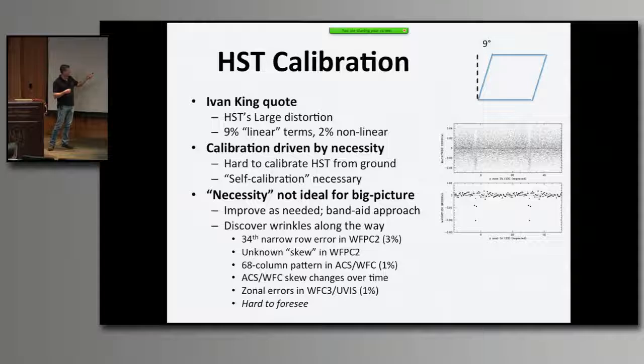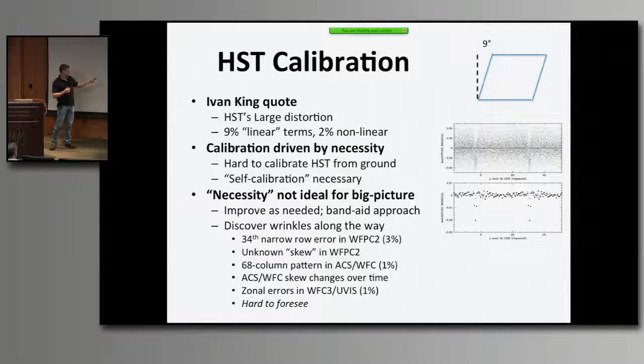And so the problem is that the calibration for HST has been driven by necessity, but necessity doesn't really allow you to do big picture things. Turns out that a lot of the distortion solutions with HST have been just improvements as needed and band-aids put on things, so that doesn't allow you a lot of long-term planning to do good science. So with JWST, actually, there's a lot of foresight to do that.